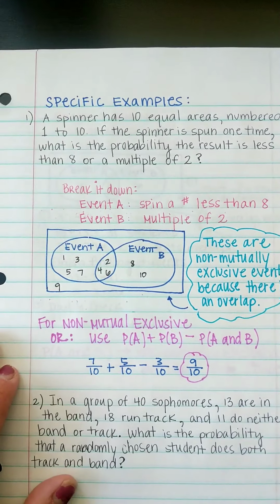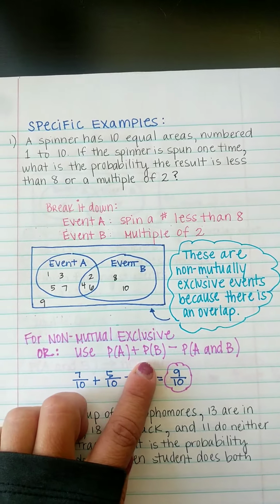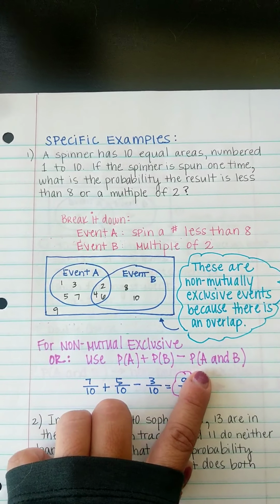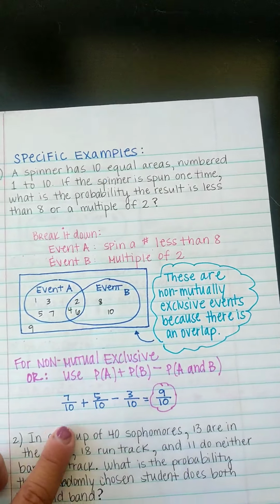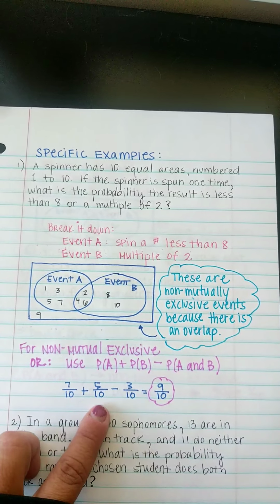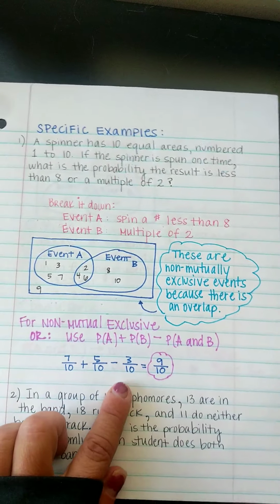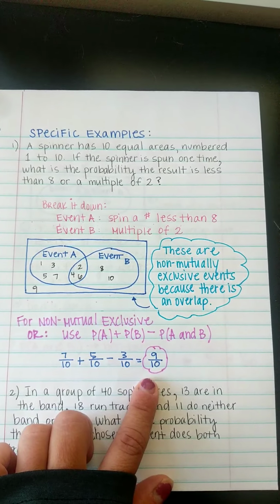Okay. For non-mutually exclusive events, we use the probability of A plus the probability of B minus the probability of the overlap. And then I can just count. So 4, 5, 6, 7 in my A out of 10. 8, 10 in my B out of 10. Minus my overlap, 3 out of 10, gives me a probability of 9 out of 10 that it would be less than 8 or a multiple of 2.